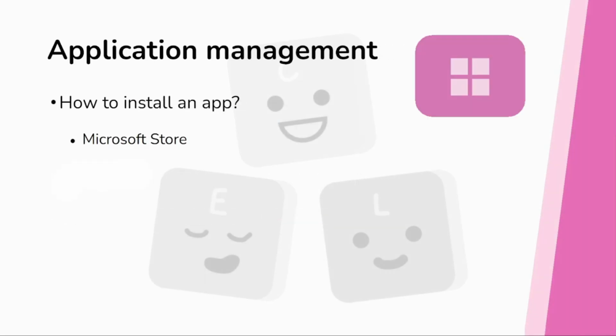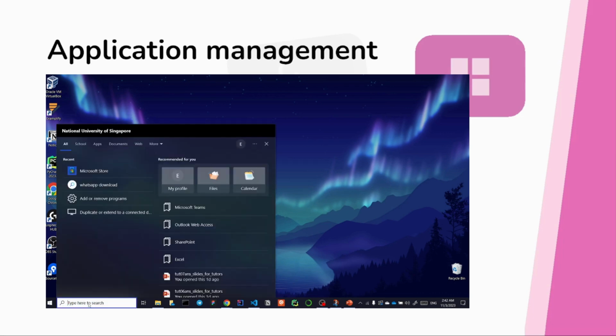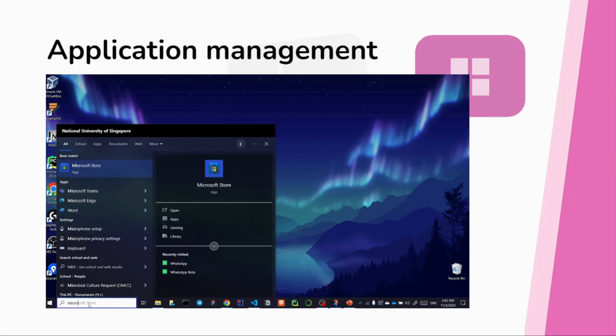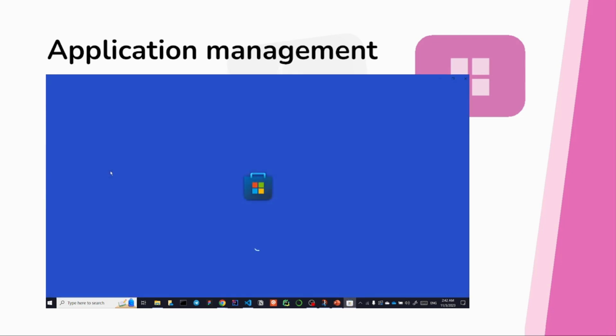It is not always that the application we want to use is already installed in our computer. The first way to install an application is by using Microsoft Store. We can first go to the bottom left corner and search for Microsoft Store. And then we click on it to open it.